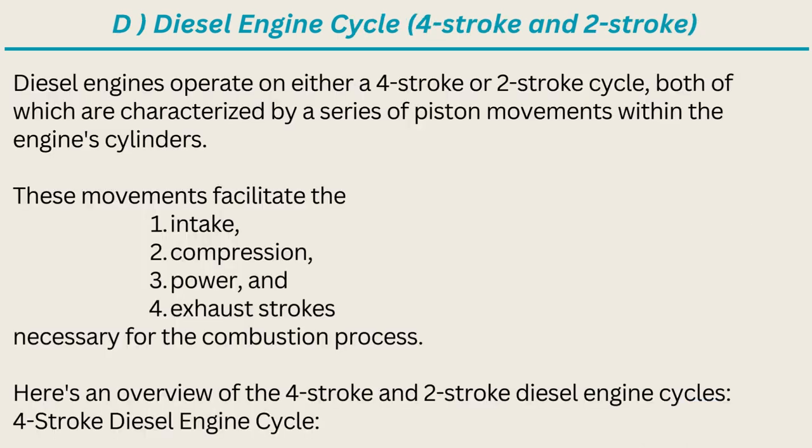D. Diesel engine cycle, 4-stroke and 2-stroke. Diesel engines operate on either a 4-stroke or 2-stroke cycle, both of which are characterized by a series of piston movements within the engine cylinders. These movements facilitate the intake, compression, power, and exhaust strokes necessary for the combustion process. Here's an overview of the 4-stroke and 2-stroke diesel engine cycles.